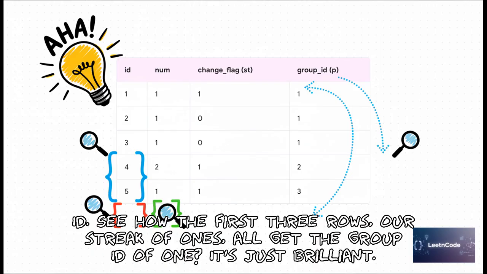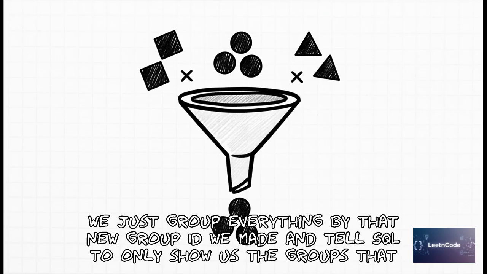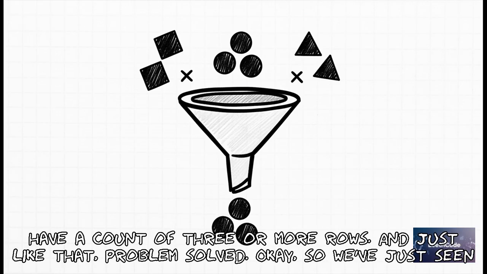It's just brilliant. So now that we've done all that clever work to tag each streak, the rest is a piece of cake. Seriously, we just group everything by that new group ID we made and tell SQL to only show us the groups that have a count of 3 or more rows. And just like that, problem solved.